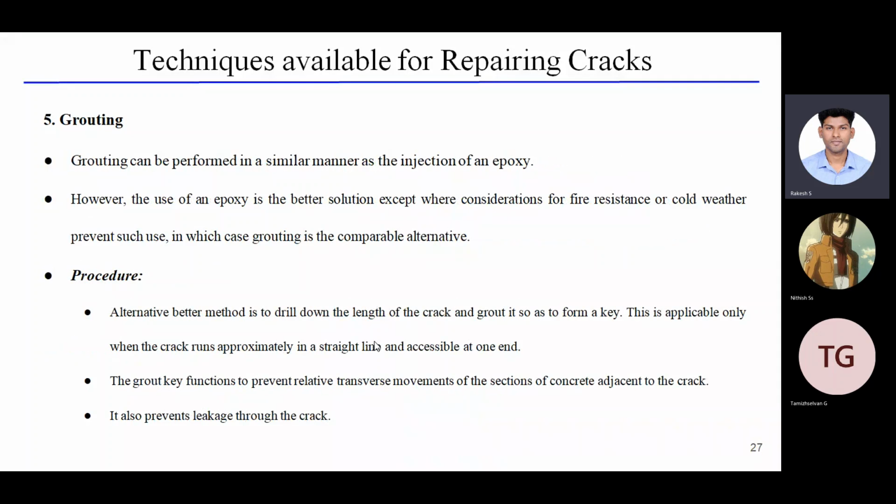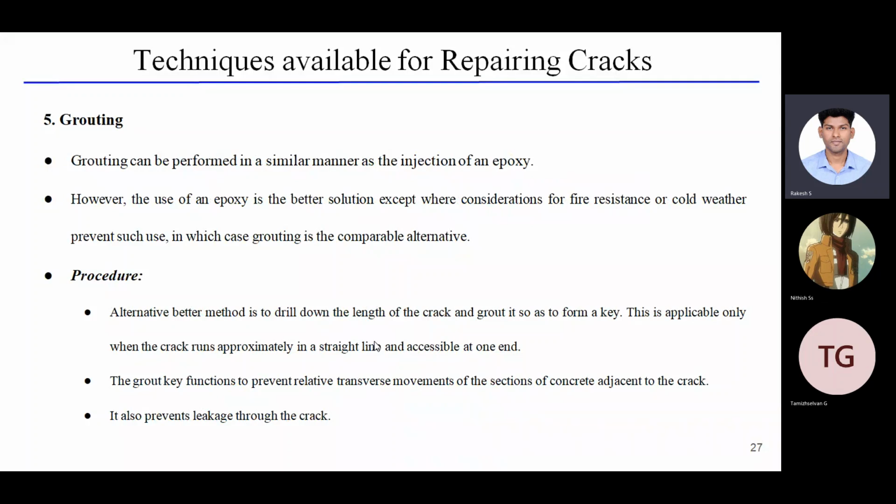Then comes grouting. This is a very famous method that we have been studying since undergraduation. It can be performed in a similar way to how we do the injection of epoxy. However, the use of epoxy is a better solution, except where the consideration for fire resistance or cold weather prevents such use, in which case grouting is a comparable alternative.